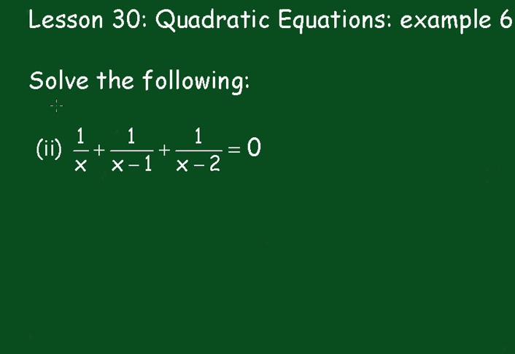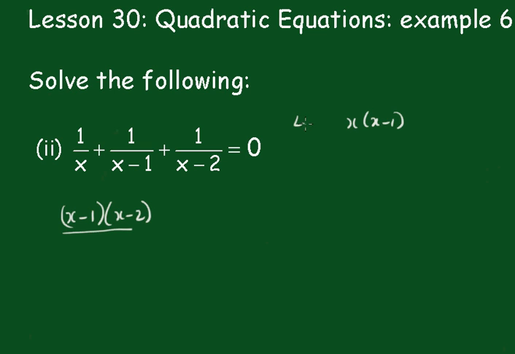Alright, now we have to solve 1 over x plus 1 over x minus 1 plus 1 over x minus 2 equals 0. So clearly what we have to do is get rid of all these fractions. And to do that, we'll put them over a common denominator of x times x minus 1 times x minus 2. So what's going to happen here is this one will have an x minus 1 and an x minus 2 over, and I'll just write this denominator down, it saves a lot of writing out.